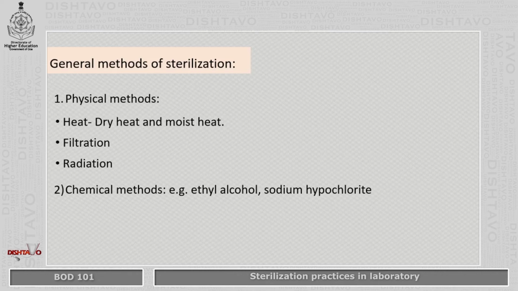Under the physical method, you have heat sterilization, which includes the dry heat method and the moist heat method. The dry heat method is done in a hot air oven, whereas the moist heat method is done in the autoclave. Then we have filter sterilization. We use filters of different pore sizes to sterilize different chemical reagents. And third physical method is radiation. Under the chemical method, we use different chemicals, for example, ethyl alcohol and sodium hypochlorite.